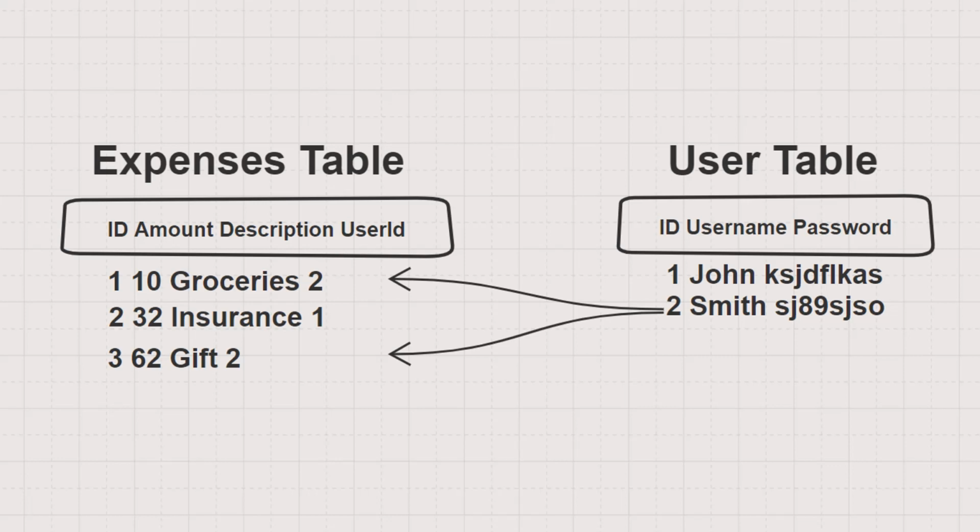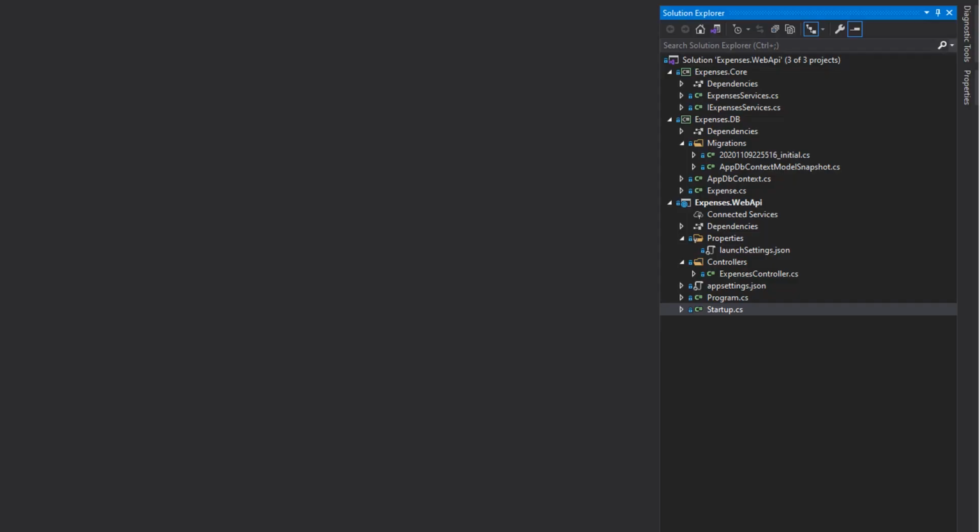With that said, the first thing we will be doing is a migration to create our user table in a relationship to the expenses table. I have opened the Expenses.WebAPI project in Visual Studio 2019. Again, the link to the repo is in the description.